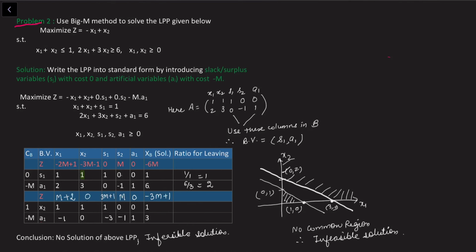In this second problem, I want to apply the big M method to solve this maximization problem subject to these constraints. And notice that in these constraints, when I convert them into equalities, the first constraint is x1 plus x2 plus s1 equal to 1. And the second constraint gives me 2x1 plus 3x2 minus s2 equal to 6.